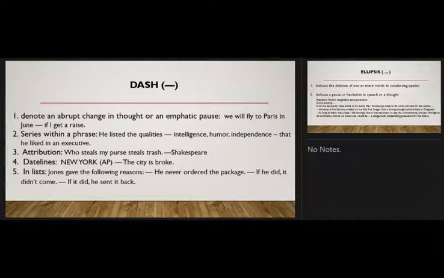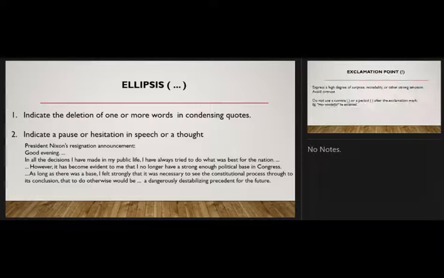Fifth, it's used in lists, like John gives the following reasons. He never ordered the package. If he did, it didn't come. If it did, he sent it back.